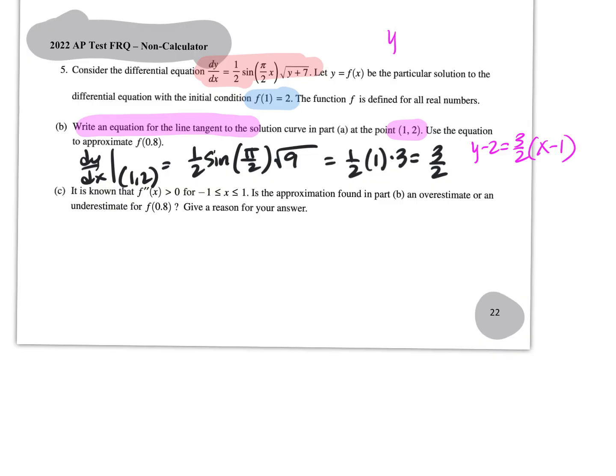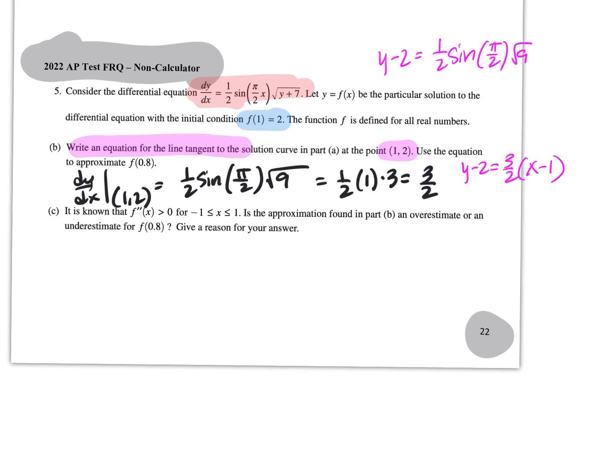If I'm Danny Main, I'm writing y minus 2 equals 1/2 sine of pi over 2 times root 9. Danny, there's no shame in that. And then I have to do times x minus 1. This is getting you the same points. But it's not getting you points if we don't get 3 over 2 here.